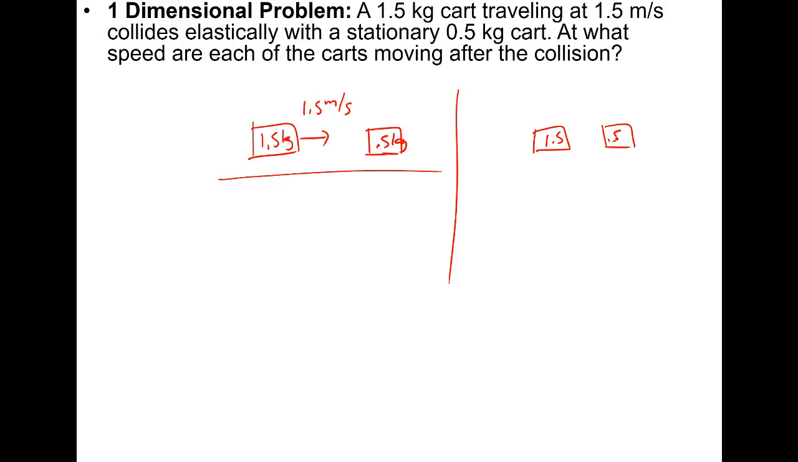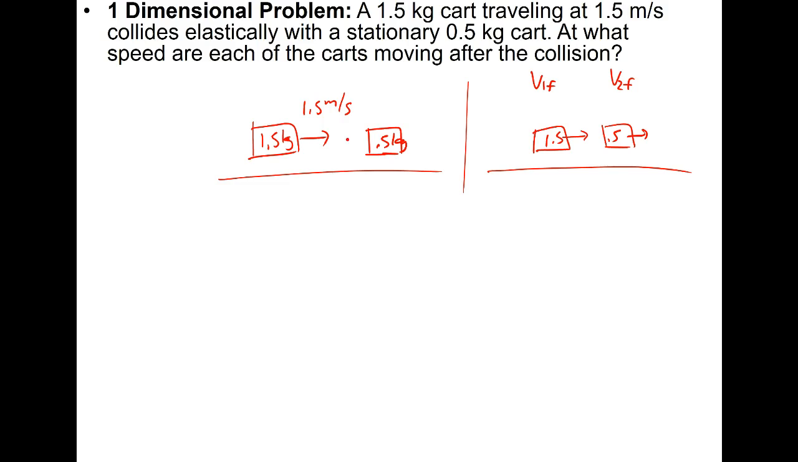So this is different now because we have two variables, V1 final and V2 final, and this means that we're going to need two equations with two unknowns. So we could make a guess as to which way these are moving, but like I said, the math is going to dictate what's happening, so we don't really need to worry too much. If I was going to guess, I would guess that both of them are probably going to keep moving to the right because the 1.5 kilogram has more mass, so it's got a good deal of momentum compared to the 0.5.